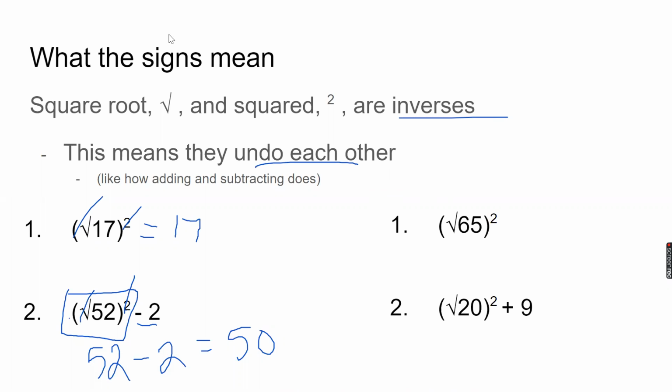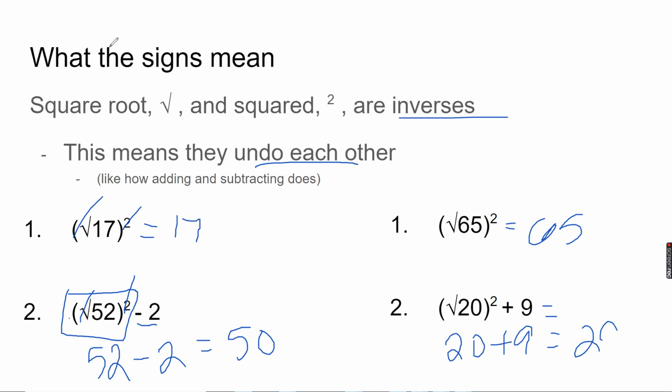So for that top one, you should have ended up with just a positive 65. And for that second one, you should have ended up with 20 plus 9, which gives you 29. And so those are your two answers, 65 and 29.